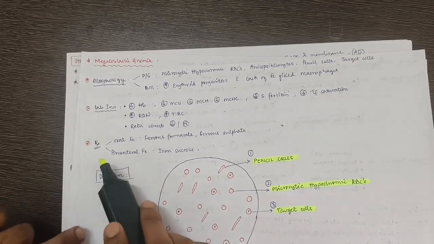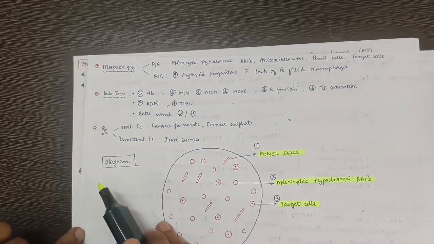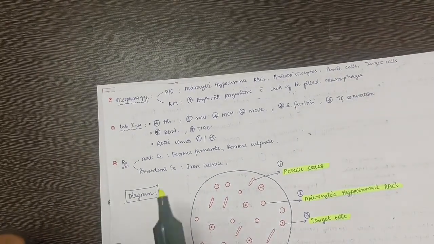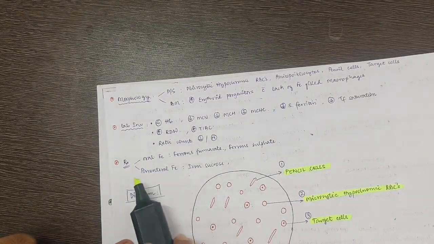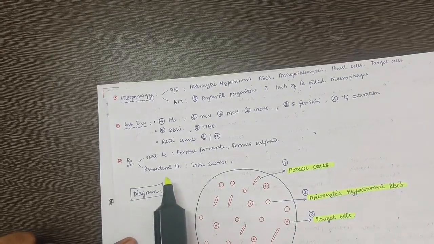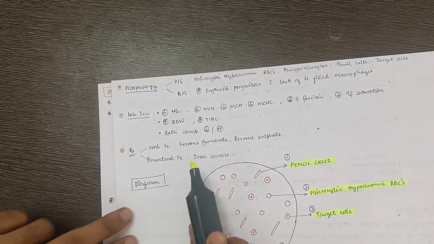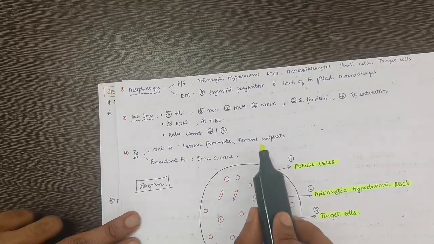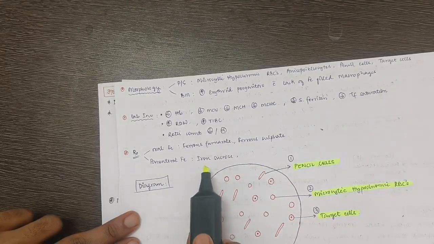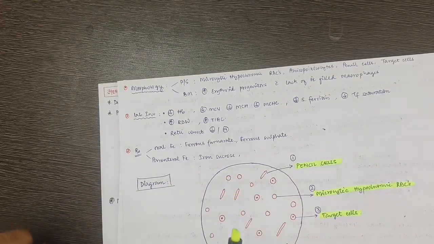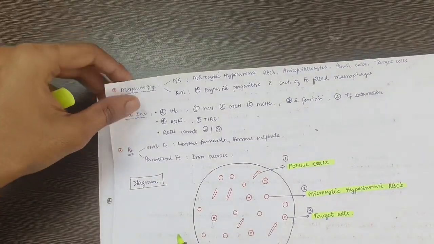So what is the treatment here for iron deficiency anemia? You are going to give iron, oral iron and parenteral iron. These are the two forms you are going to give. For oral iron, you are going to give ferrous fumarate and ferrous sulfate. For parenteral iron, most commonly used is iron sucrose. Okay. So this is what about iron deficiency anemia.